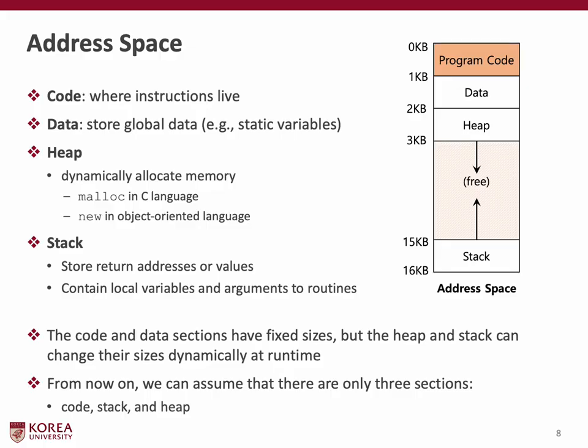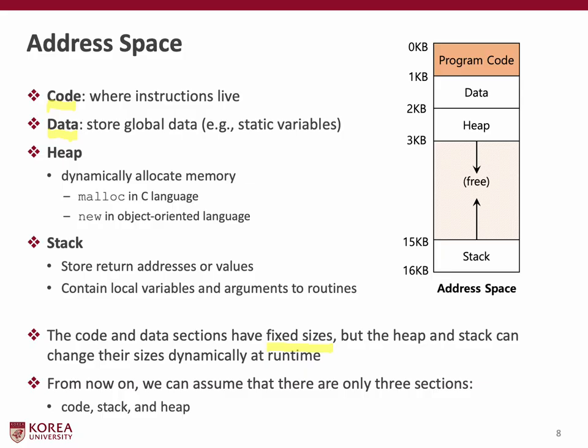Okay, then let's break down the components of typical address space as shown in this figure. The first one is code, which is where the program's instructions are stored. And the data section stores global or static variables. So these two sections are stored in the program file, and when the program runs, they are just loaded into memory as they are. That means their size is fixed. That is, it never changes during execution.